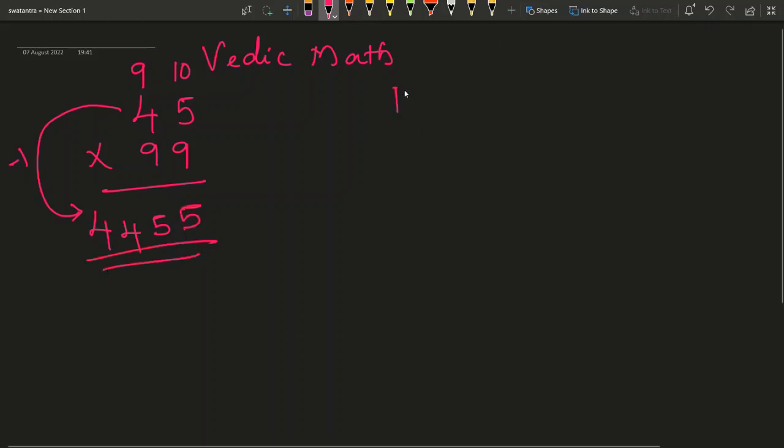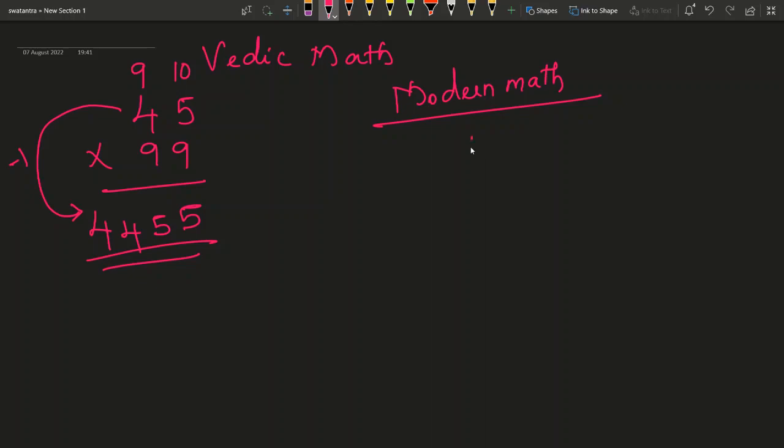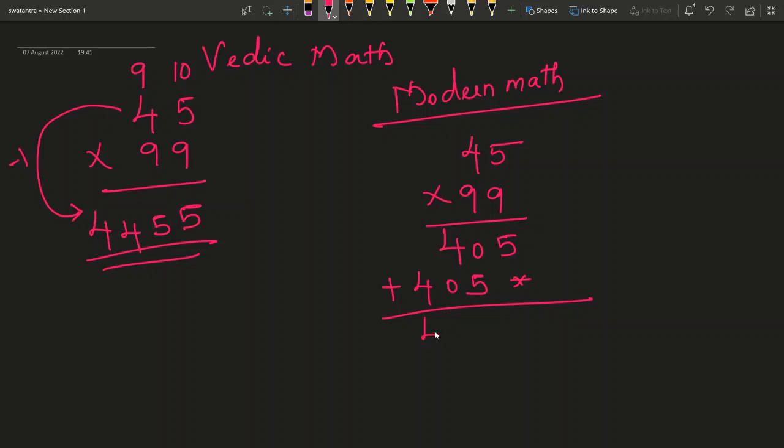In modern math, how do we do it? We do it in 3 steps, right? That is 45 times 99. 5 times 9 is 45, 4 times 9 is 36, 40, and the same thing here. So now we add it, so we get 4455. So both are the same.